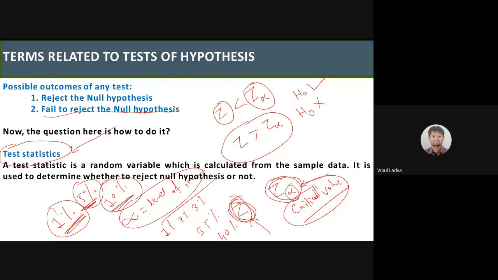Now let me clear it once again: what do we mean by 5% level of significance? 5% level of significance means we are allowing 5% of error out of 100. If out of 100 trials we have five errors, then we are good with that. We are allowing 5% error, but more than 5% will not be tolerable. So this is the meaning of level of significance.